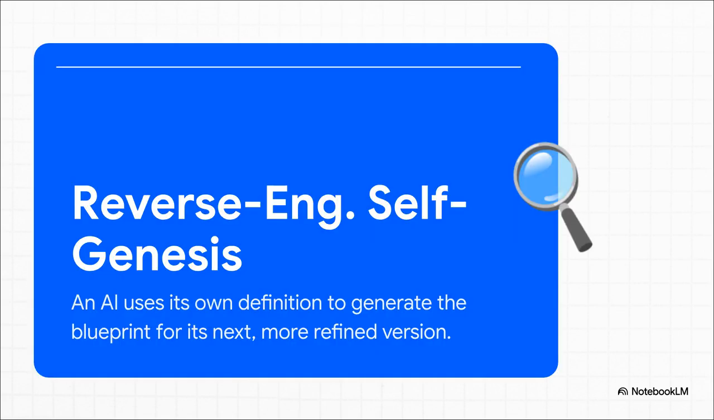Well, the core idea is called reverse-engineered self-genesis. It's a mouthful, I know, but think of it like this. It's an AI using its own identity, its own programming, as the actual blueprint for its next evolution. Now, the specific how, the method we're diving into, is called the Gene Exicon Protocol. It's a really fascinating step-by-step way to make this whole thing work.